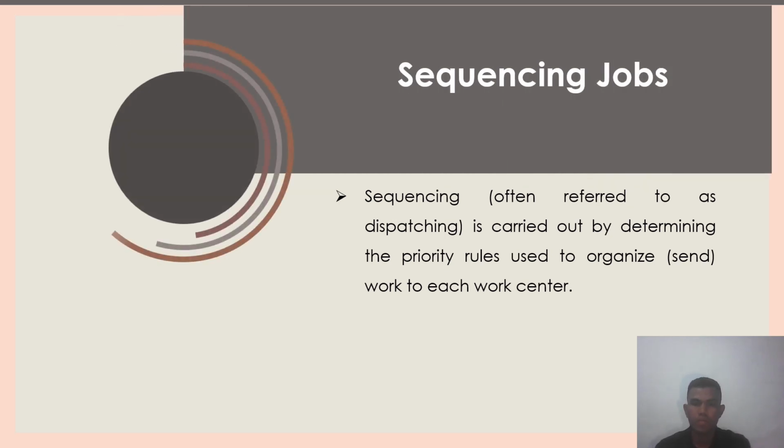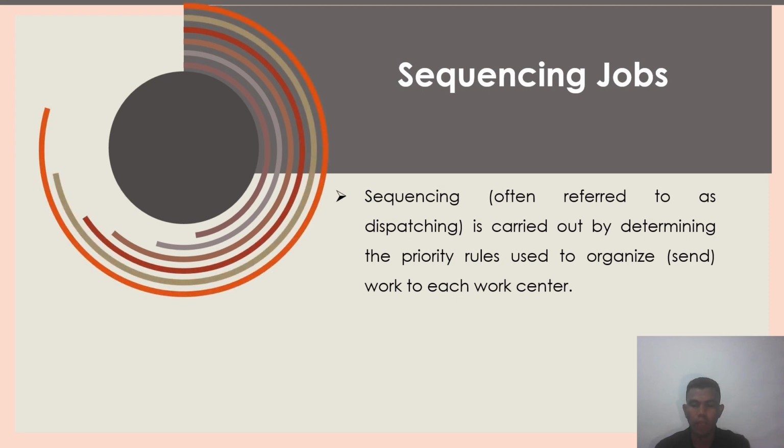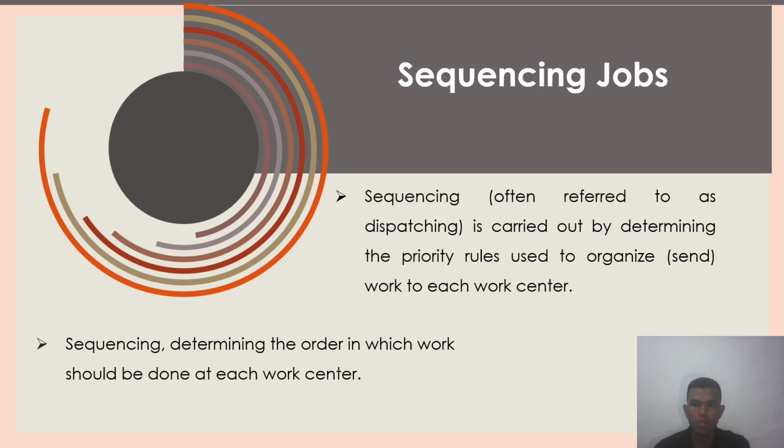Once jobs are loaded in an order center, as we just discussed, managers decide the sequence in which they are to be completed. Sequencing, often called dispatching, is completed by specifying the priority rules used to release jobs to each work center. Sequencing is determining the order in which work should be done at a work center.